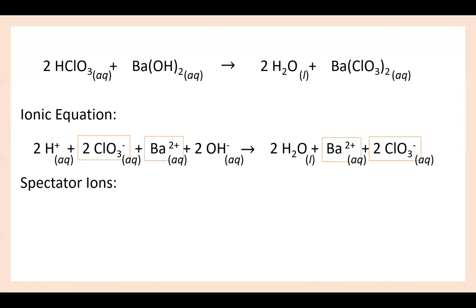We also have a barium on each side. Those are going to be our spectator ions, chlorate and the barium cation. So we would cancel those out. What's left is going to be our net ionic equation. We have 2 of the hydrogen ions, 2 hydroxides, yielding 2 water.